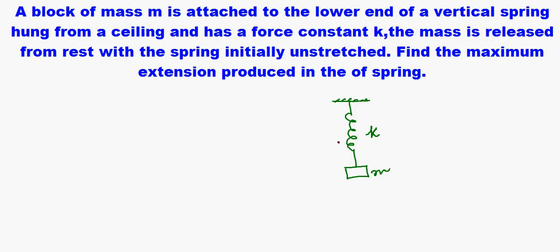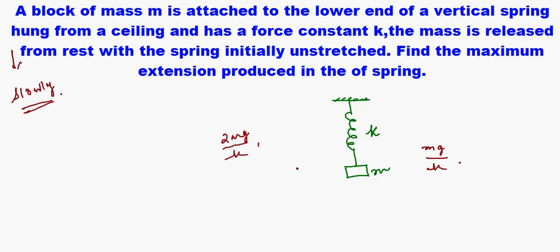This is a typical question, as if this mass is released slowly or gradually, then the answer to this question will be different. If it is released slowly, the answer will be mg by k, and if it is released suddenly, or the question says simply it's released, then the answer will be 2mg by k. Let's analyze the two situations separately.